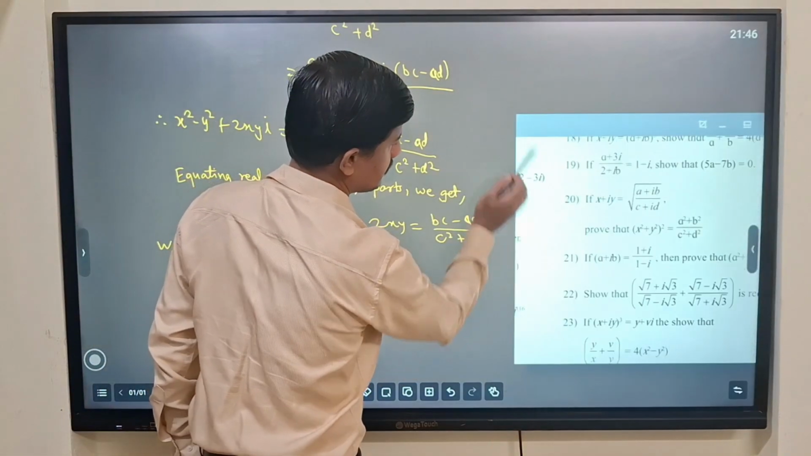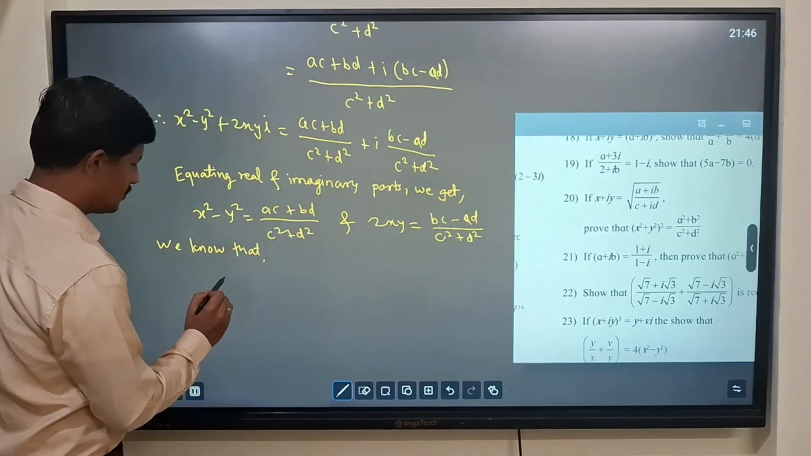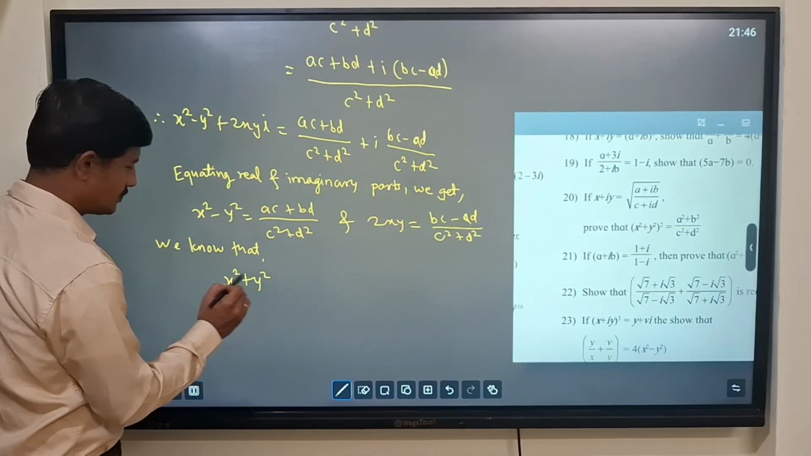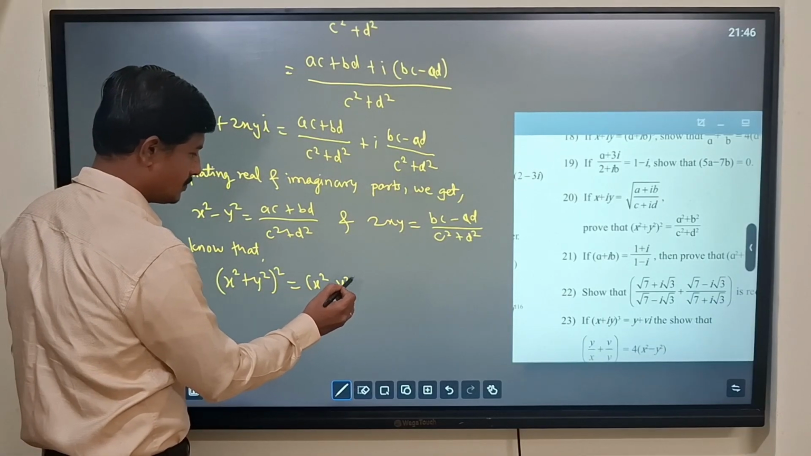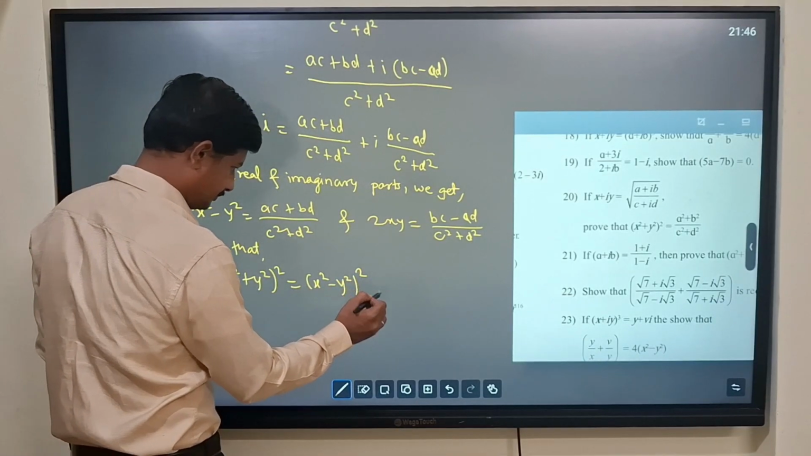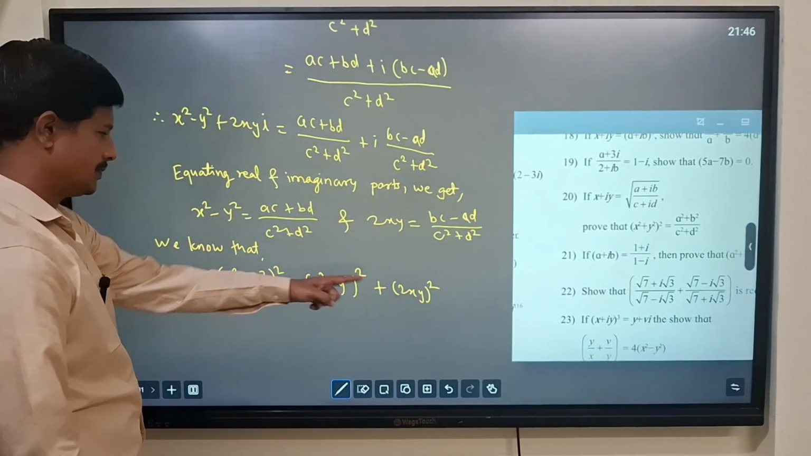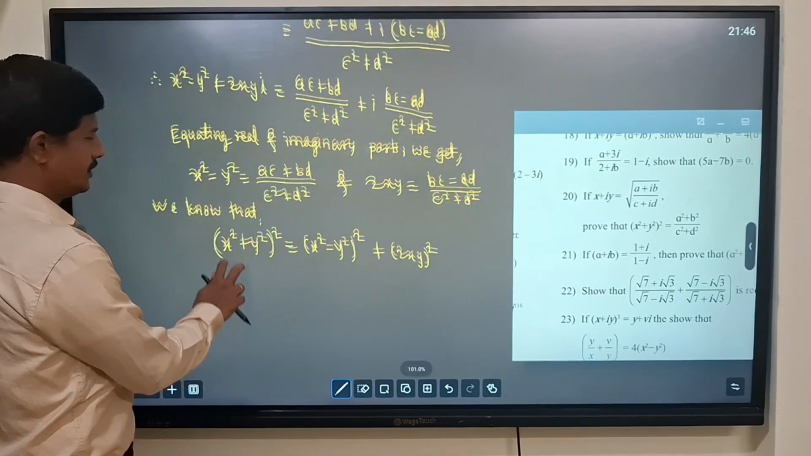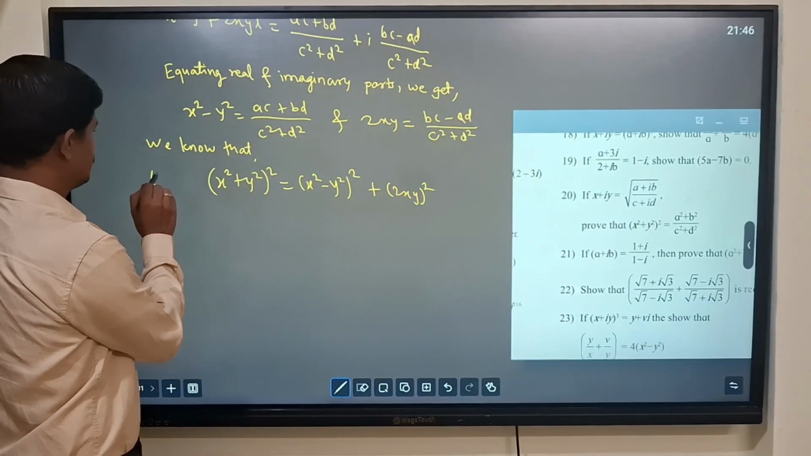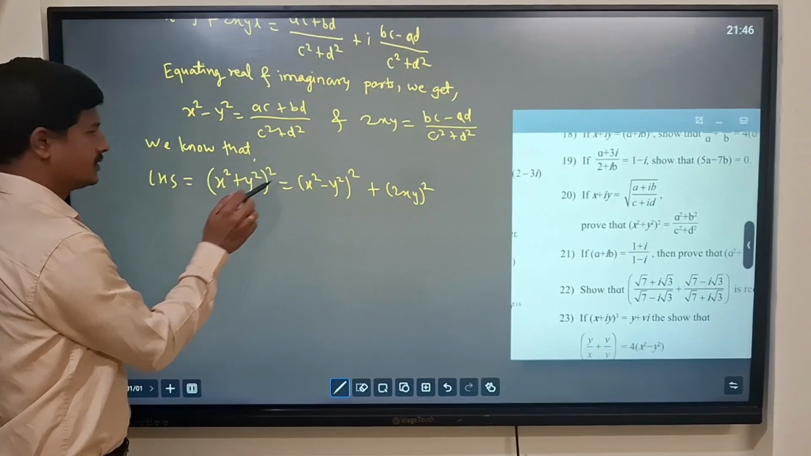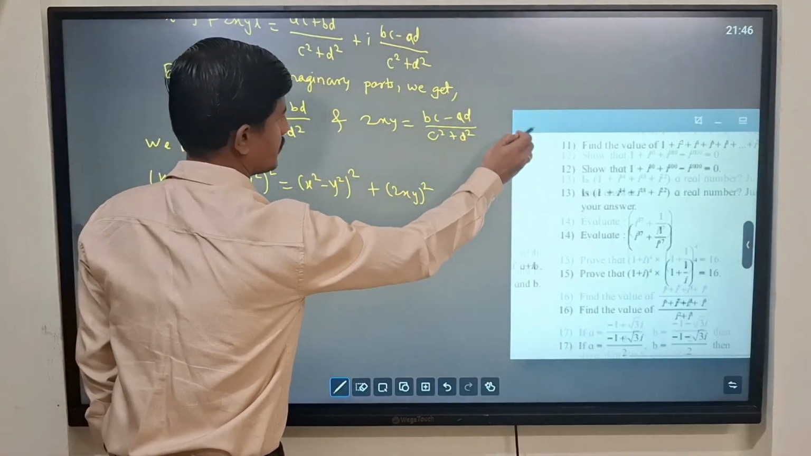Now we know what we want to verify. We want to verify (x square plus y square) whole square is that term. So we know the formula (x square plus y square) whole square is (x square minus y square) whole square plus (2xy) whole square. Expand it, you will get this. And this is the LHS of our equation. So I will write down LHS equal to this equal to that.